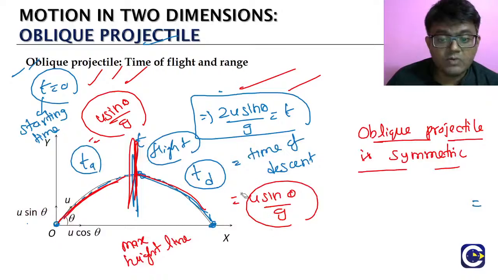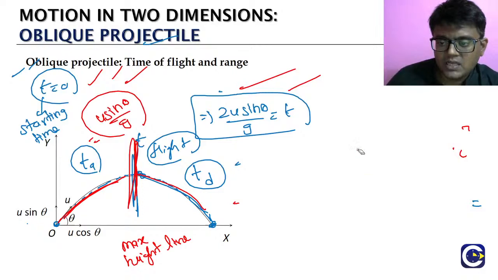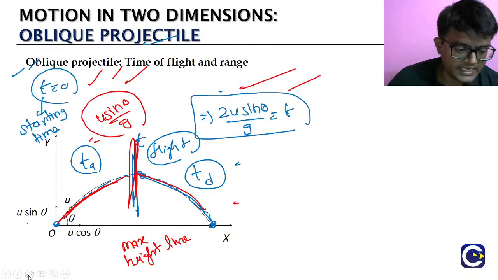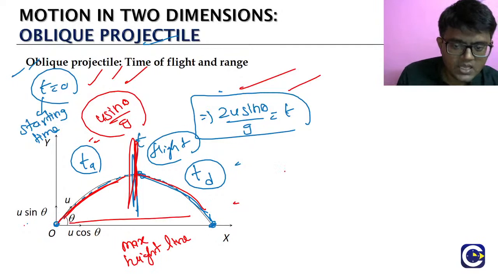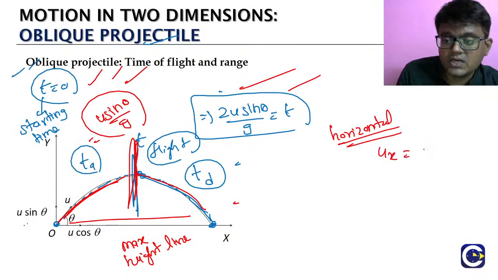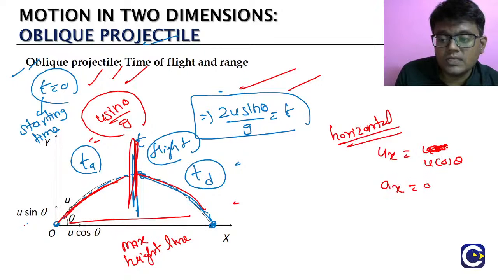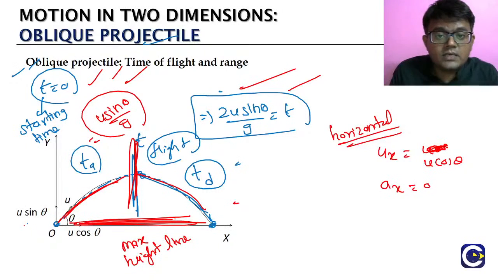But we are supposed to find one more thing. What? Range. So do you know what range is? The horizontal distance covered in this entire journey. In this particular journey, what is the horizontal distance covered? Look, horizontally it's a constant velocity, and what is the value of the constant velocity? U cos theta, right? Acceleration is 0, that is why we get the constant velocity. So we are supposed to find the total distance traveled in the horizontal direction in the entire journey. The journey time is what? Time of flight, right?